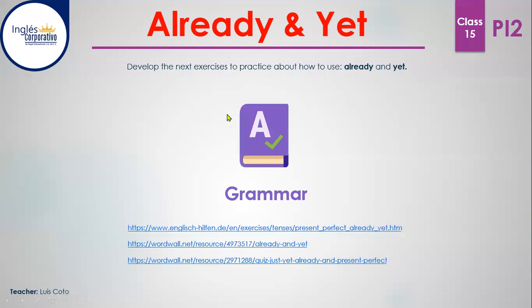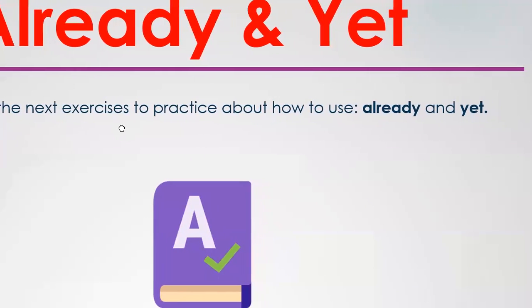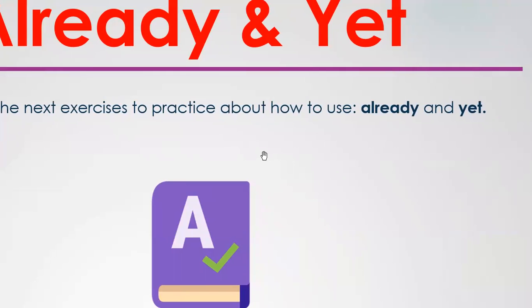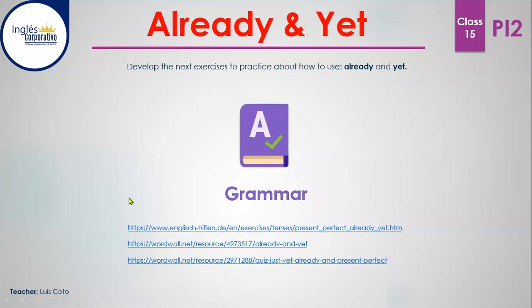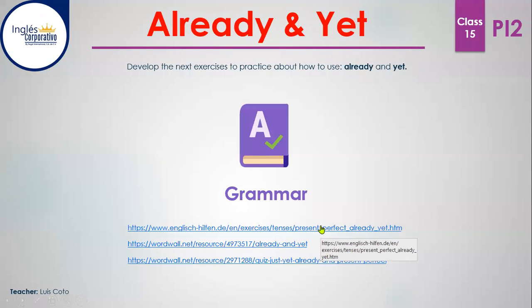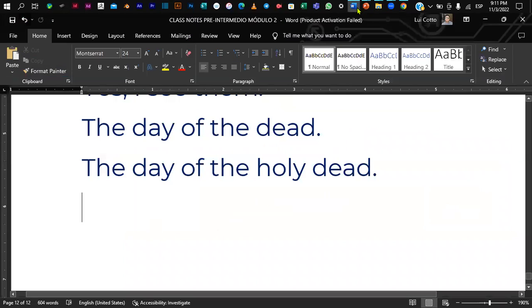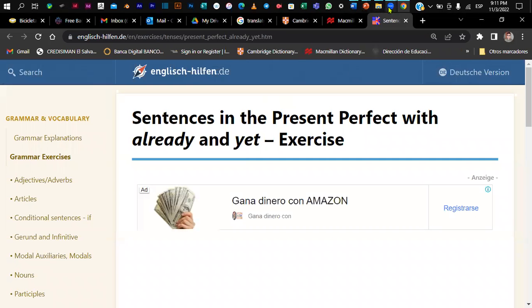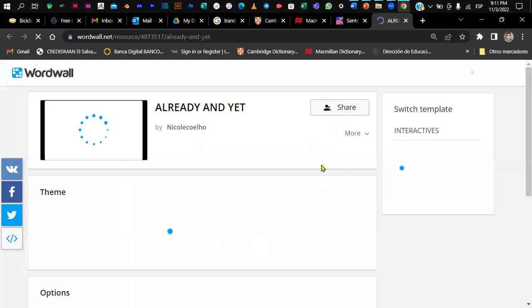Let's see. Develop the next exercise to practice how to use already and yet. We have just two. We are gonna open the link. Let me see. We are gonna open the first link. The best way to understand something is paying attention and practice. Let's see and do that. Okay, no, this is not the link. That is the link of the practice. Let me look for the correct link. Already and yet, maybe it's the second one.